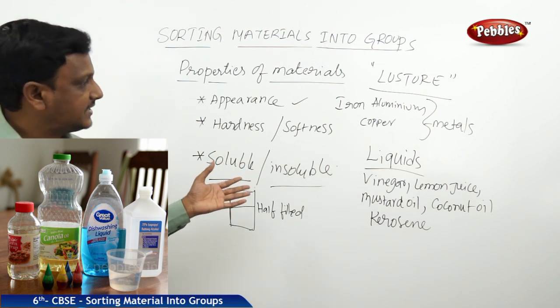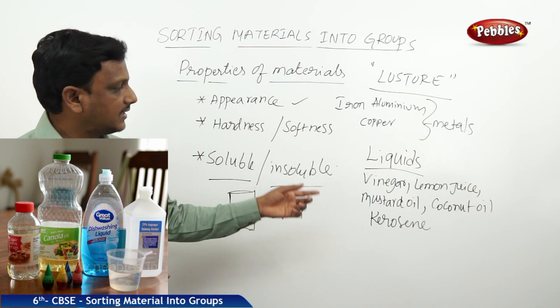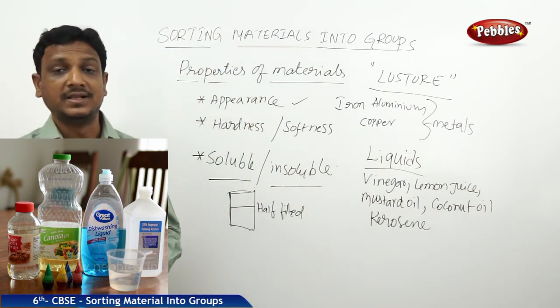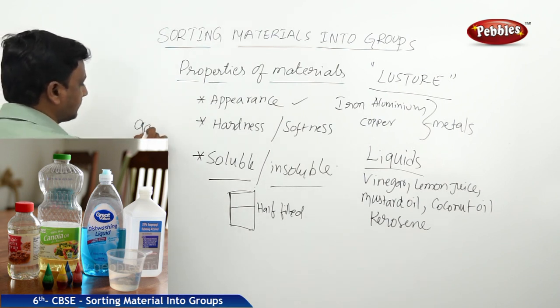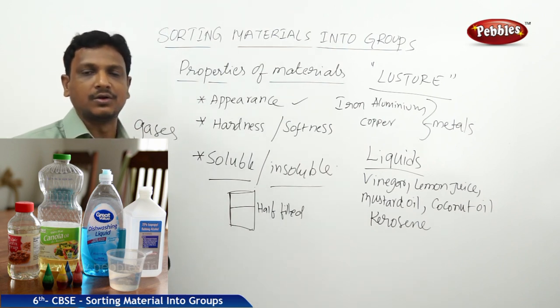So, here we are studying the properties of some liquid materials like vinegar, lemon juice, mustard oil, coconut oil, and kerosene. Then, how about some gases? For gases also, you can check the solubility, whether they dissolve in water or not.